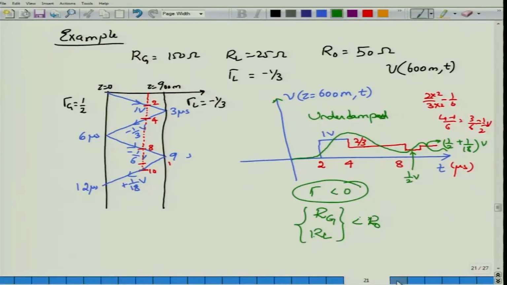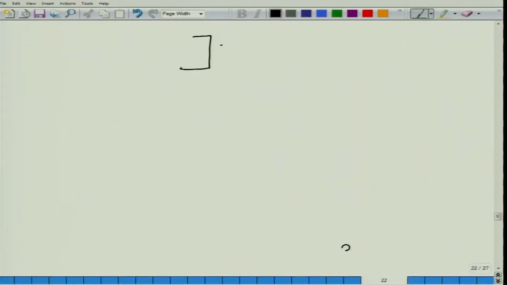As a final example, let us consider the propagation in the same situation of a transient, but this time we short circuit the load. So let us short circuit the load. So clearly short circuiting the load will give me gamma L of minus 1. I keep all the other parameters to be the same.